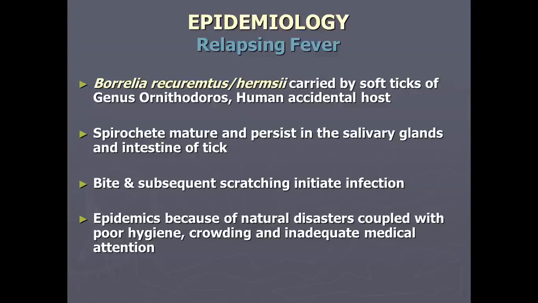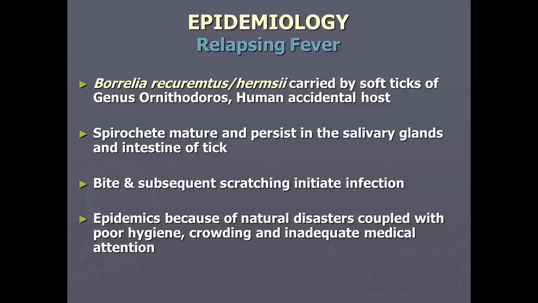Now, this again is a spirochetal microorganism and has all the characteristics of the spirochetes. Like the spirochetes, they mature and persist in the salivary glands or the intestine of the tick. And this means that the spirochetes complete a part of their life cycle in the body of the tick. Now, when an organism completes a part of its life cycle in the gut of the tick, this is what we call biological vectors.